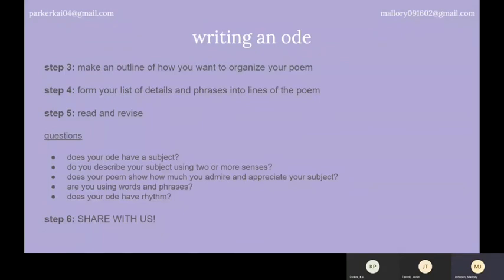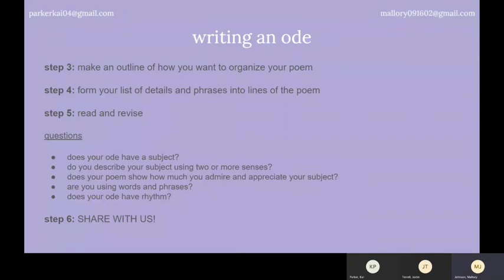And then as you continue to write, step five would be to read and revise. So go read through your ode, make sure it flows, make sure it makes sense, make sure that you're hitting the points that an ode must hit. And to help you do that, here's some questions.